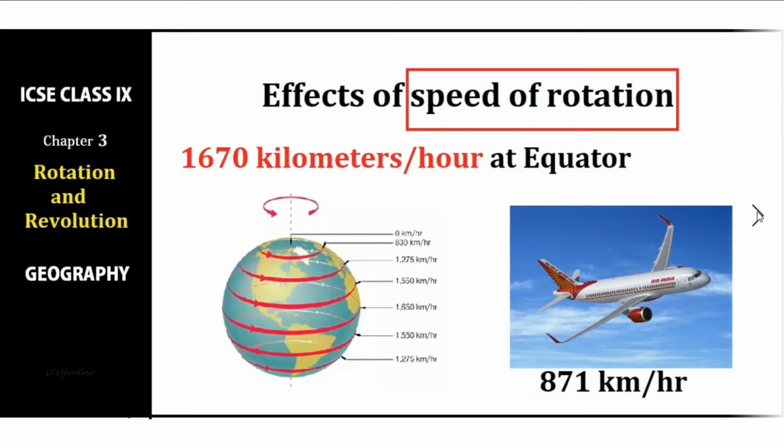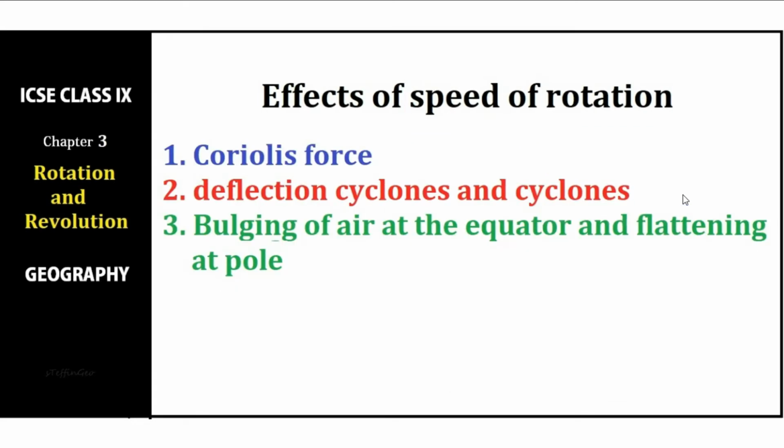Okay, so that speed is almost double the average speed of an Air India flight. Right, moving on, the effects of the speed of rotation. The three main effects created by the speed of the rotation of the Earth are the Coriolis force, the deflection of cyclones and anticyclones (sorry, it's not cyclone, it's anticyclone), then the bulging of the air at the equator and the flattening of the air at the poles.